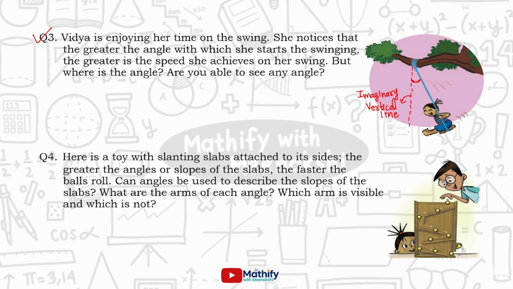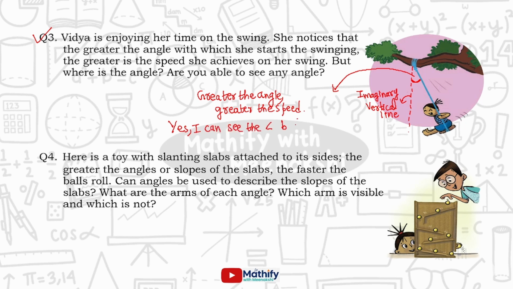So I will write this, that here, greater the angle, greater the speed. Now they are asking, are you able to see any angle here? Yes, I can see the angle between the imaginary vertical line and the rope at the start of the swing.